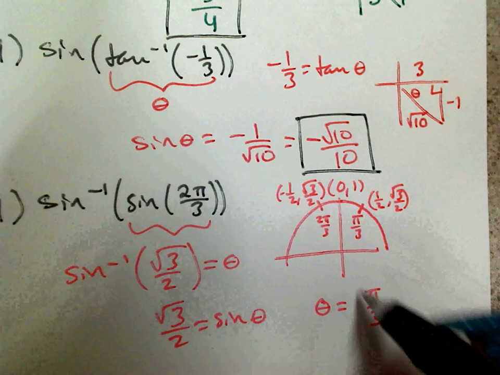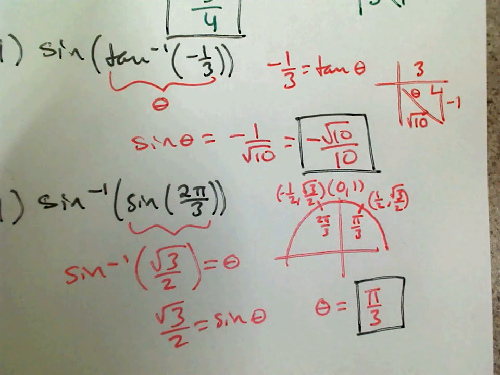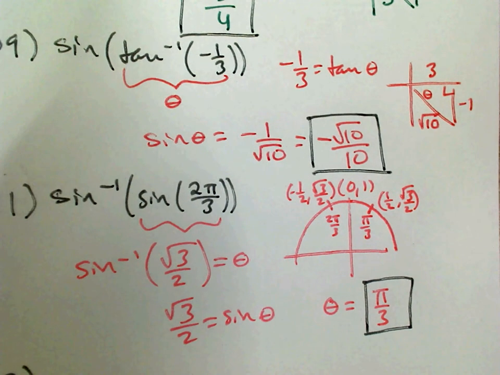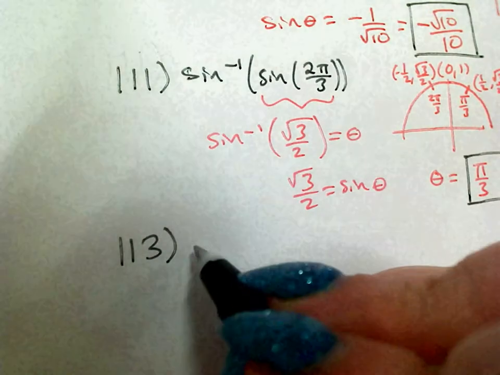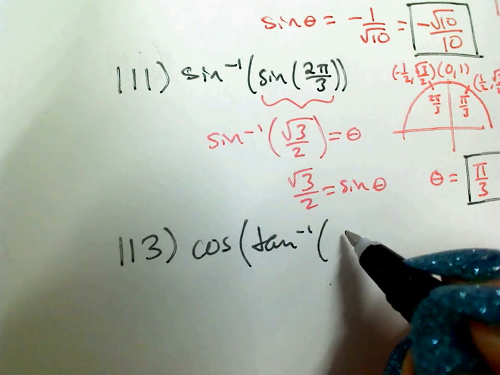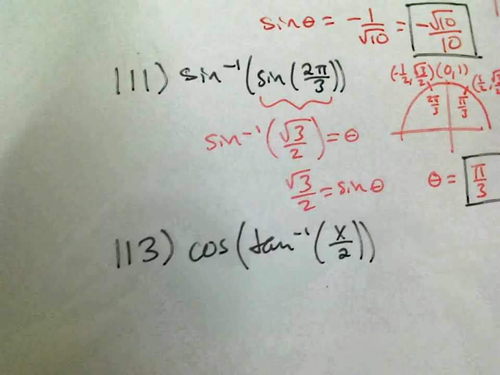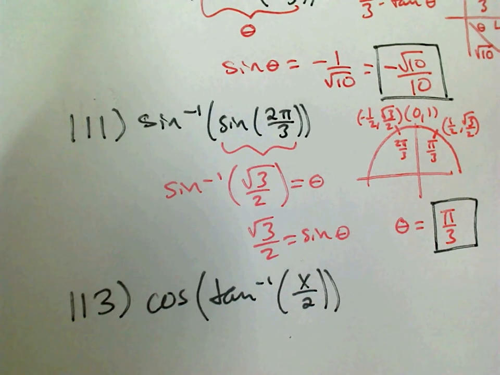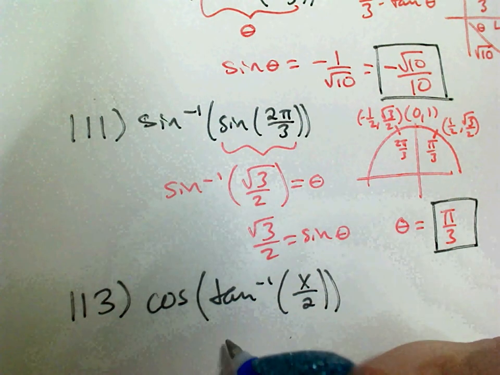And then 113, cosine of tan inverse of x over 2. So I'm going to draw a triangle for which if tan inverse of x over 2.